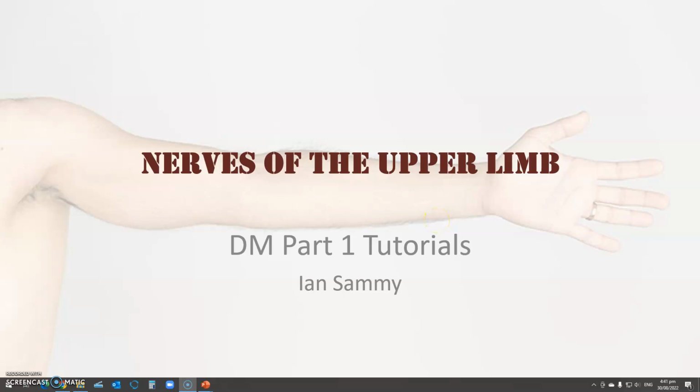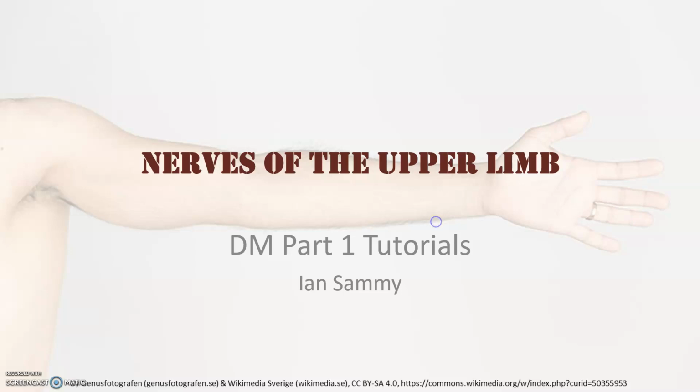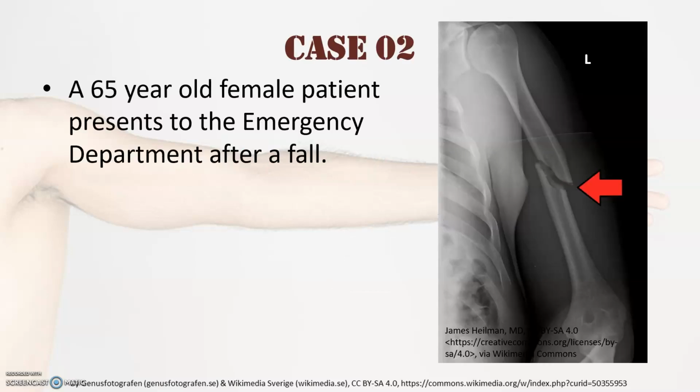So here's our second short video on nerves of the upper limb. In this scenario, a 65-year-old female patient presents to the emergency department after a fall, and as you can see, she suffered an oblique fracture of the mid-shaft of the humerus. I just want you to pause the video, see if you can figure out which nerve is affected here, and then what the clinical features of this nerve palsy might be.